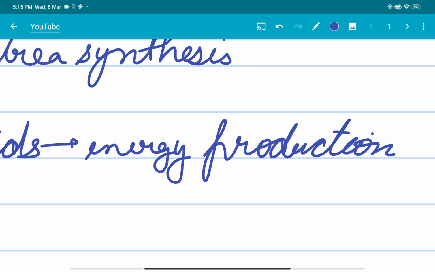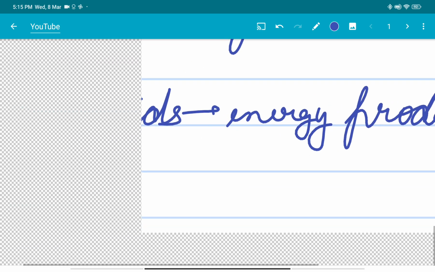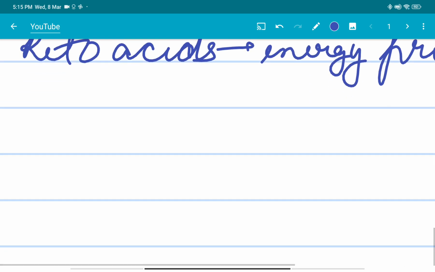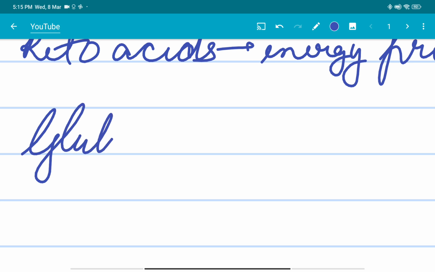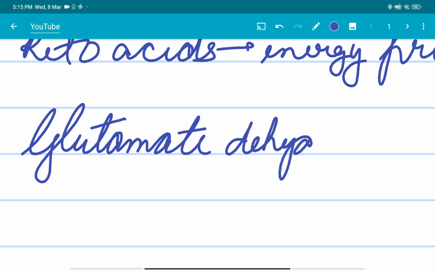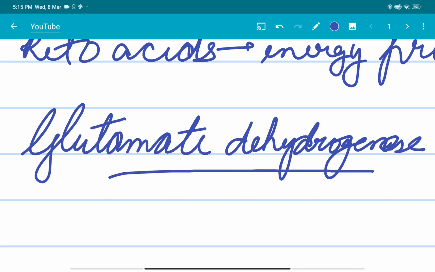Now we have to discuss the role of the enzyme called glutamate dehydrogenase. First of all, we have to know the function of this enzyme. What is the name of the enzyme? Glutamate dehydrogenase.